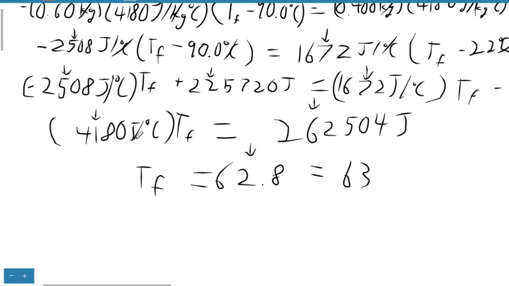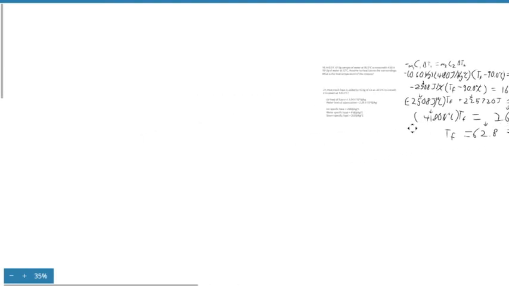And also when we divide the two sides, the joules cancel out, and the C moves up to the top. So all we have left is degrees Celsius. And that's our answer. Now for the next question.